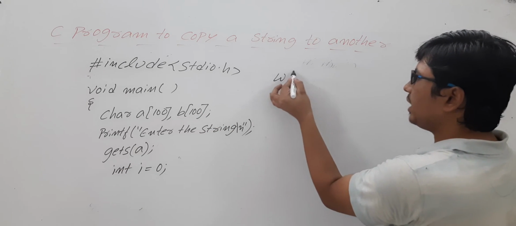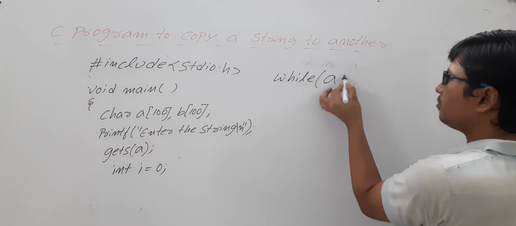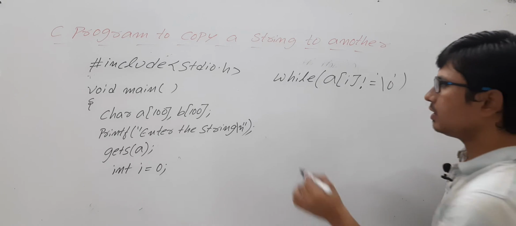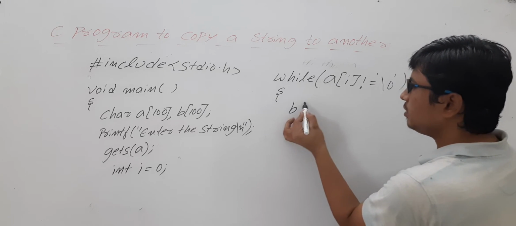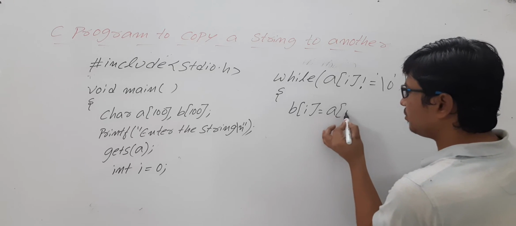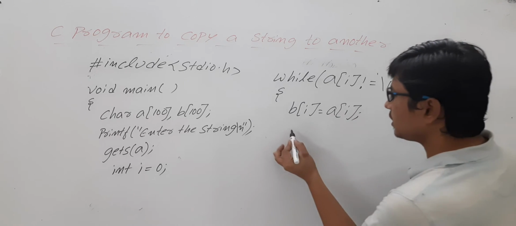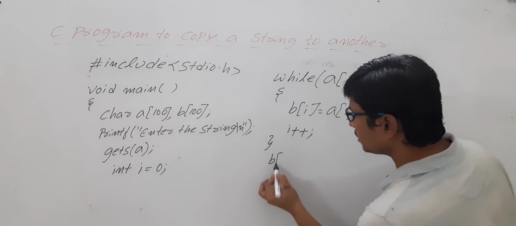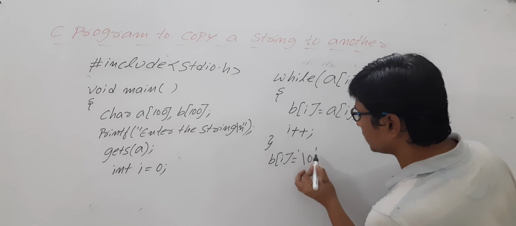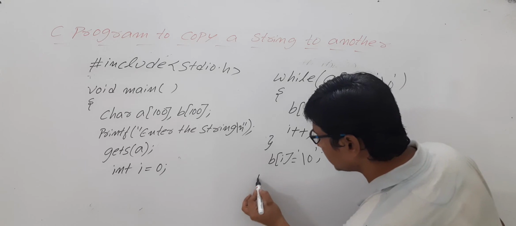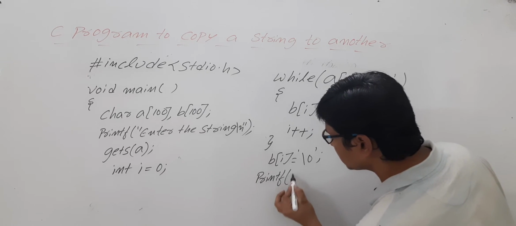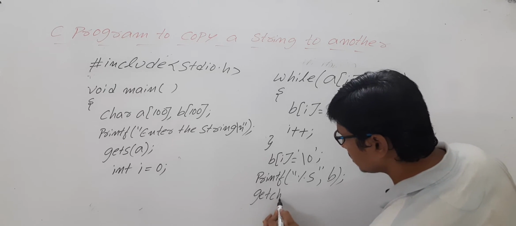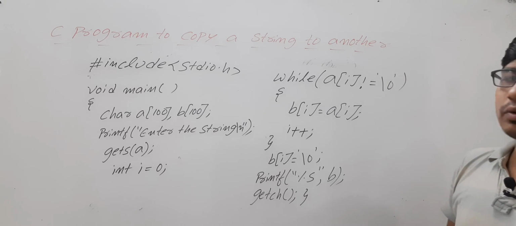Then you can write while A of I not equal to backslash 0. Okay, then you can write B of I is equal to A of I. Okay, then you can write I plus plus and you close the while loop, and then you can write B of I is equal to backslash 0, and then you can write printf percentage s B and write the getch and close the main function. Now look at what will happen.